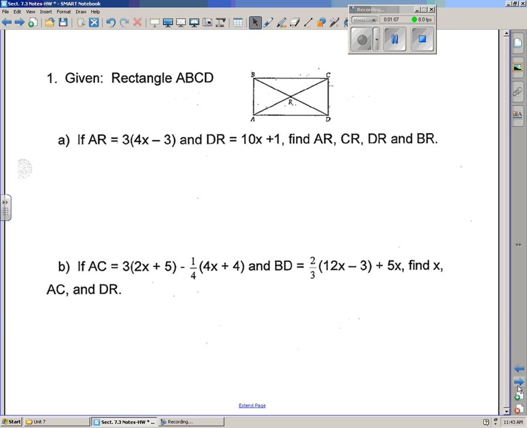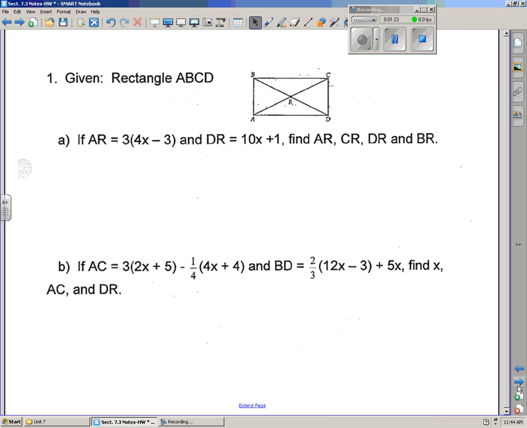So algebra, you've got this rectangle ABCD. They tell you that AR is 3 times the quantity 4x minus 3, and then DR is 10x plus 1. And then you want to find AR, CR, DR, and BR.